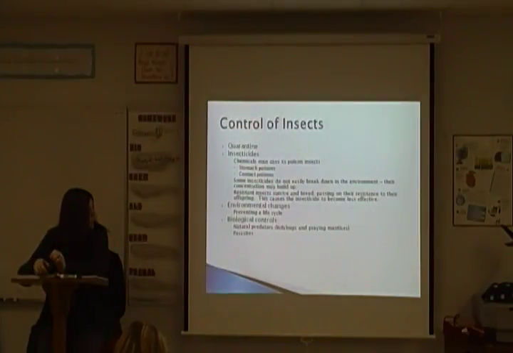Then we have, I didn't mention this one, but there are the use of pheromones. Pheromones are actually chemicals that the insect secretes to communicate. Many times it's for mating. But using these pheromones that are synthesized, they can actually attract insects and then either kill them, or sometimes they sterilize them. They can use natural parasites to insects.